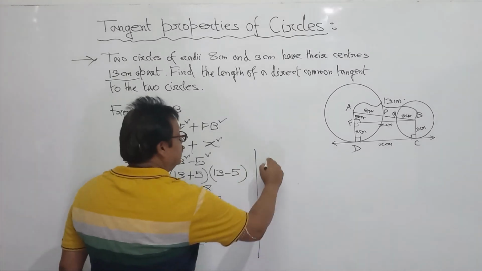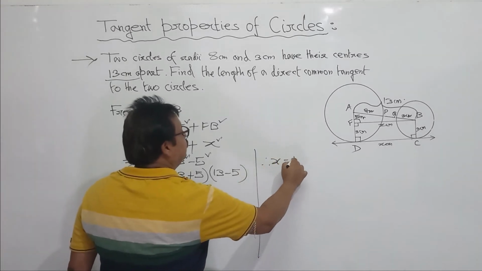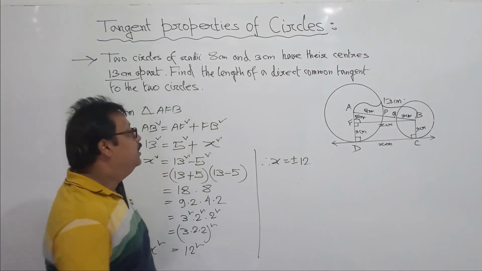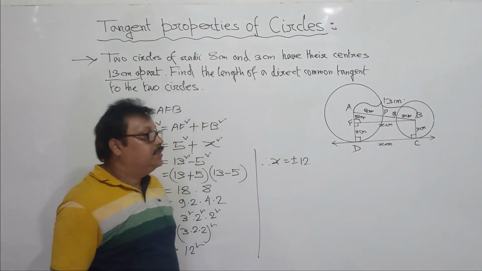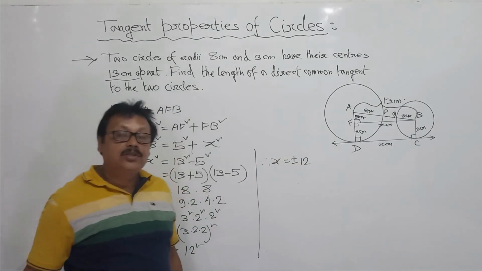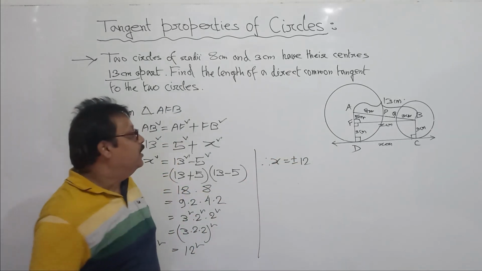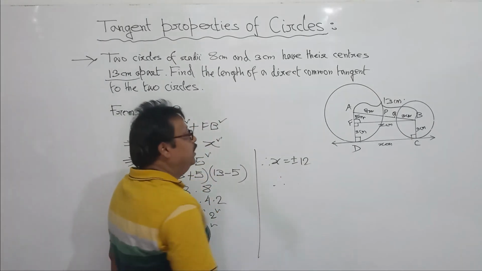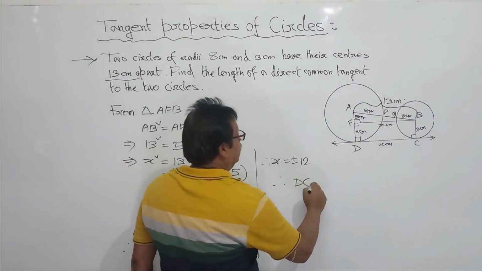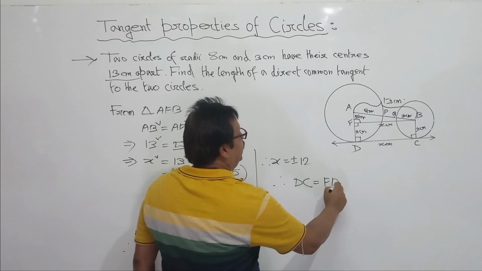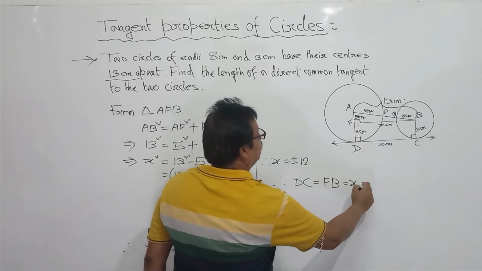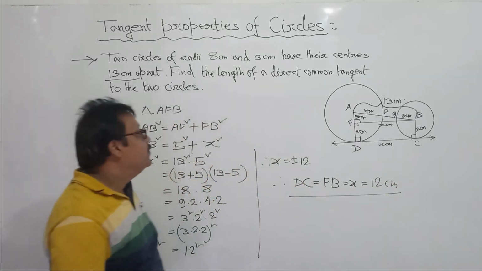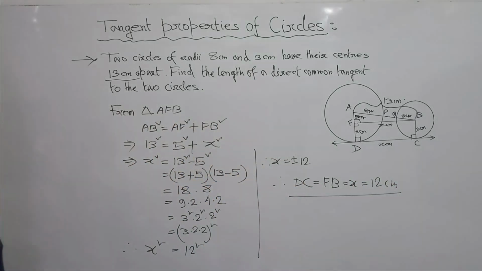Therefore, what is x? Therefore, x equal to plus minus 12. Two values you got here, one is negative, one positive. Since x is here distance, distance cannot be negative. Therefore, the length of the direct common tangent BC equal to FB equal to x equal to 12 centimeters. Hence the problem. Take another problem from the exercise.